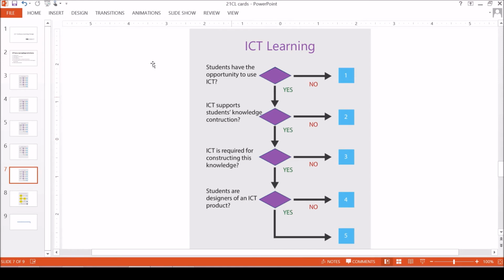So for our volcanoes activity, are students using ICT? Well, yeah, they're making PowerPoint slides, they're doing some internet research, that's great.